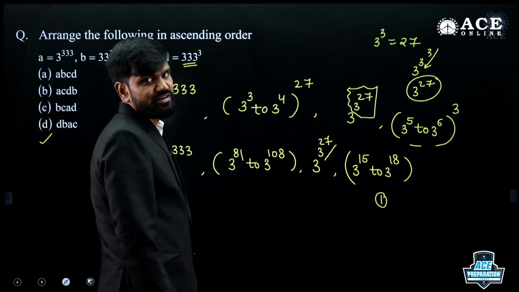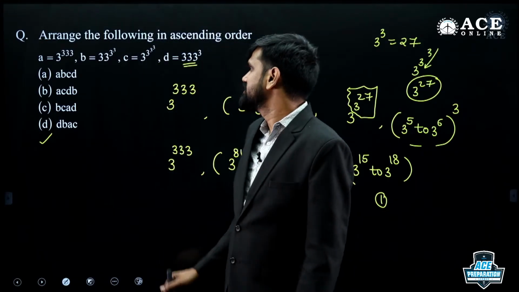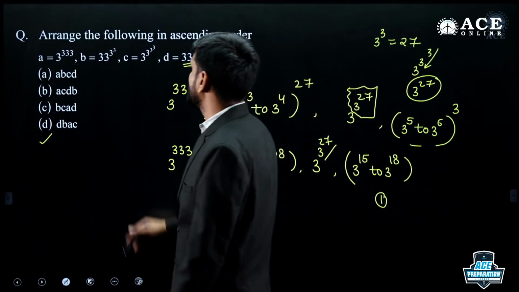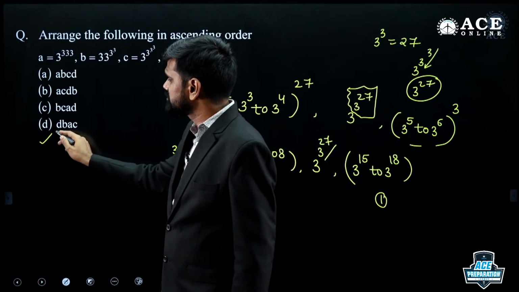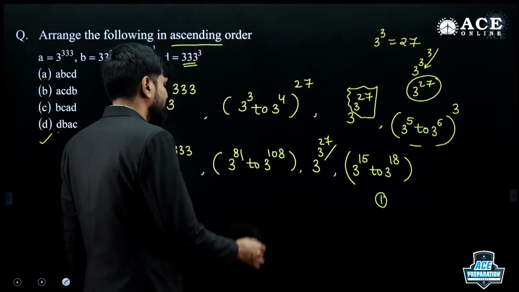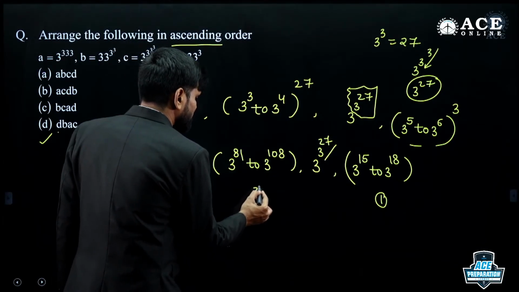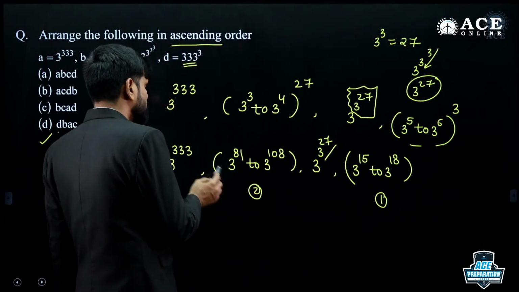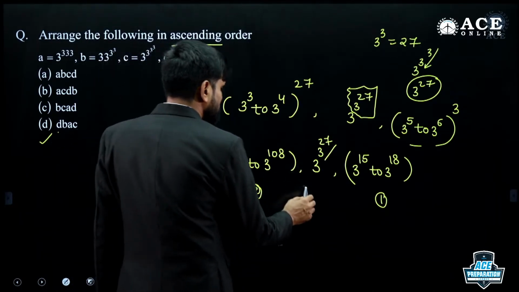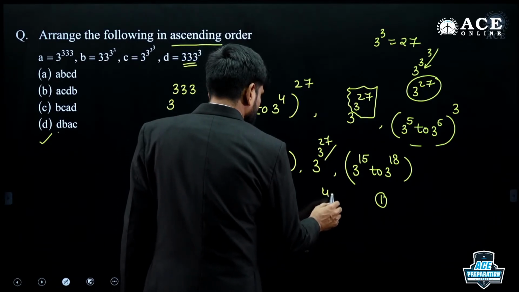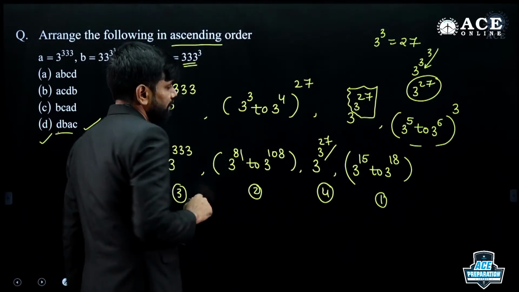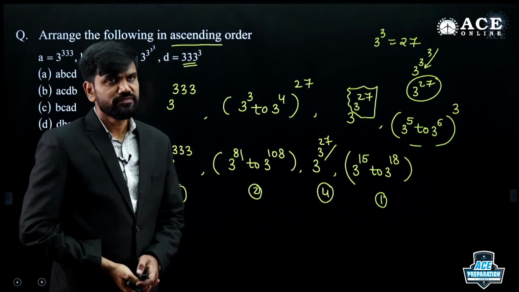Your answer is what? DBAC, without even testing. Because this is the least value you have. Your answer has to be starting with D if at all you are writing in ascending order. There is only one option where it is starting with D. Let me continue just for your clarity. After that, which is the second highest? This one. That is B. Next is what? This one. This is A. This is the highest. That is C. I can say D, B, A, C. That is given in option D. Is that clear? Please make a note of it.